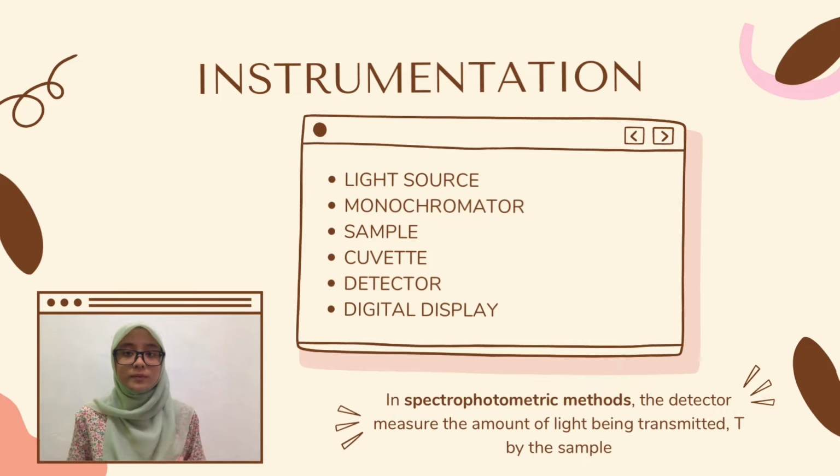Moving on to the instrumentation involved in the spectrophotometer that was used in this experiment. It consists of a light source, monochromator, sample cuvette, detector, and digital display for value reading. In spectrophotometric methods, the detector measures the amount of light being transmitted by the sample.